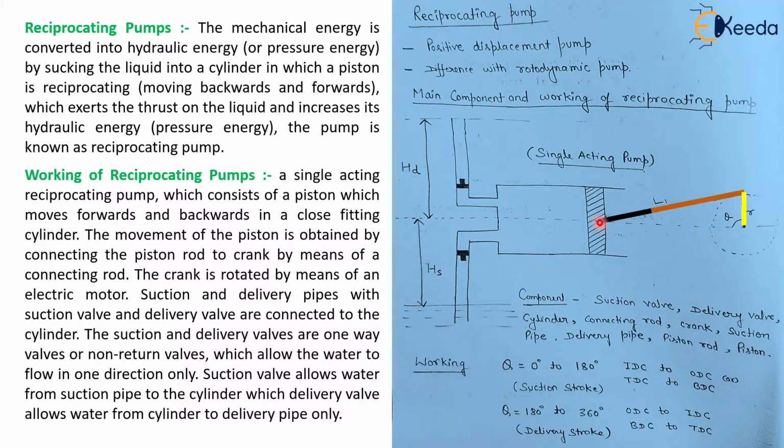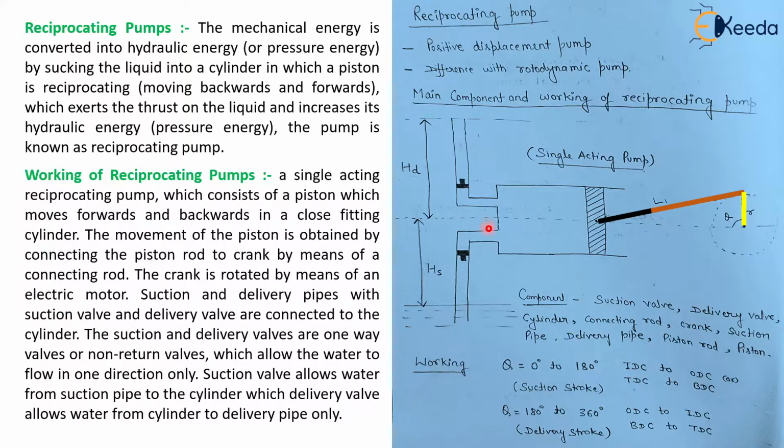You see here, this one is the piston rod and this one is the crank, and the piston rod and crank are connected with the connecting rod. The crank is rotated by means of an electric motor. Suction and delivery pipes with suction valve and delivery valve are connected to the cylinder.